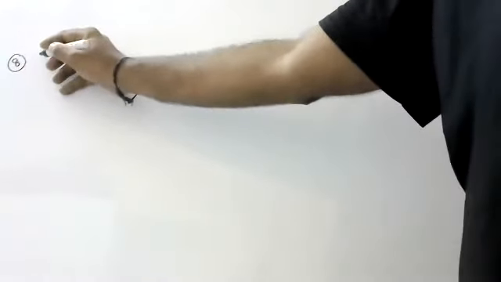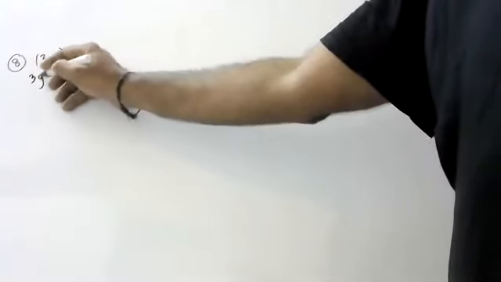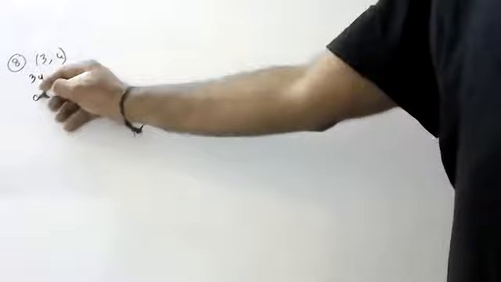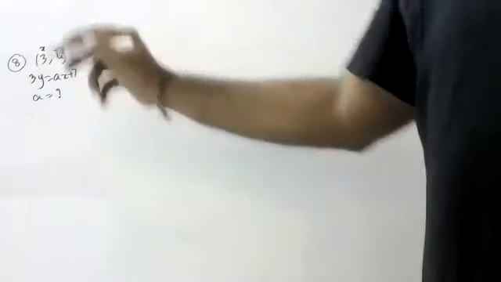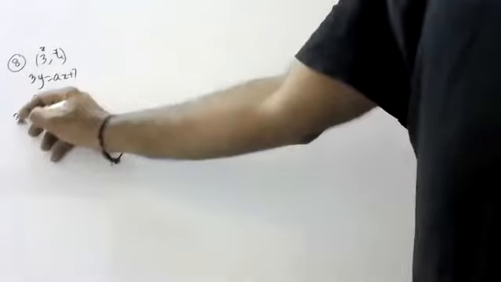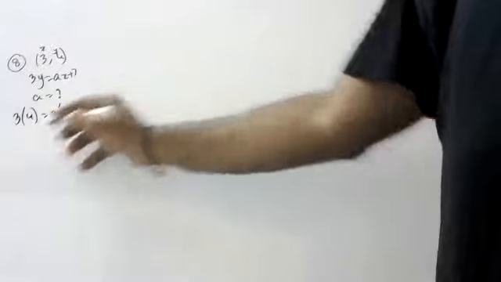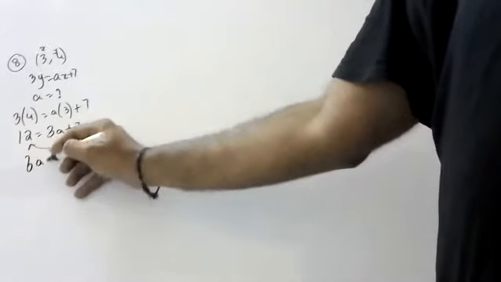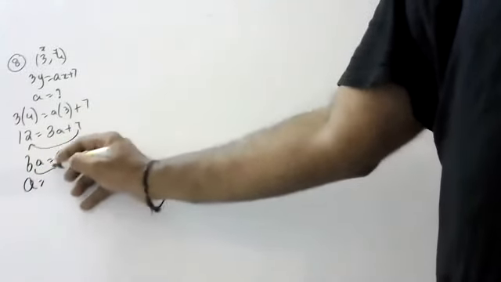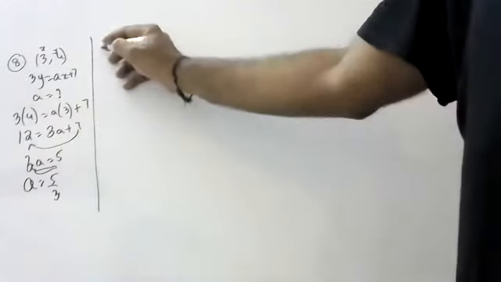Right? So 3 comma 4 is the solution of 3y is equal to ax plus 7. Find a. Tell me. This is x, this is y. 3 into 4 is equal to a into 3 plus 7. 12 is equal to 3a plus 7. 3a is 5, so a is 5 by 3. Here it comes division.